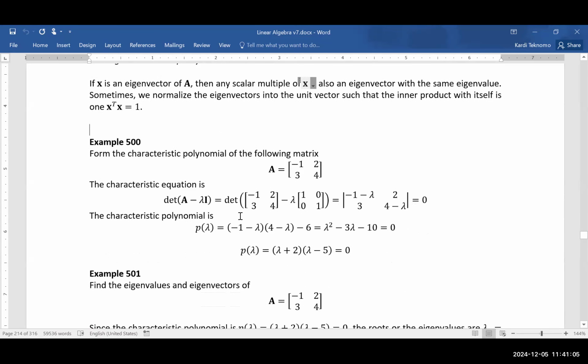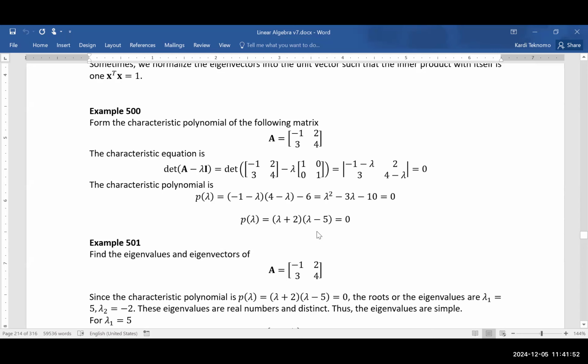Okay, I give you an example here. Suppose this is A. What you will do is create the characteristic equation, and then you get the determinant equal to 0. For the determinant, you remember ad minus bc, isn't it? So minus 1 minus lambda multiplied by 4 minus lambda, minus 3 times 2, which is 6. Then you solve this as a quadratic equation, you will get lambda plus 2 times lambda minus 5. That means the eigenvalues are minus 2 and 5.